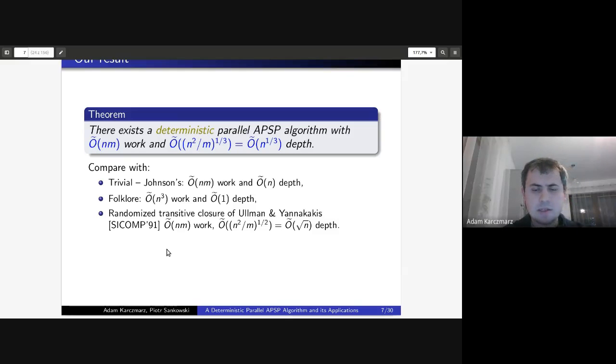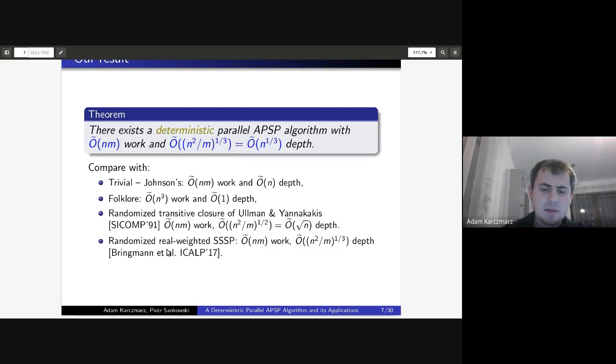Ullman and Yannakakis, among some other results, show that for work-efficient transitive closure, root n depth is possible. And finally, Brinkman et al. got the same depth as we do, but for SSSP and using randomization. Our algorithm most closely resembles this last result, but we are a bit smarter here and solve a more general problem without randomization.